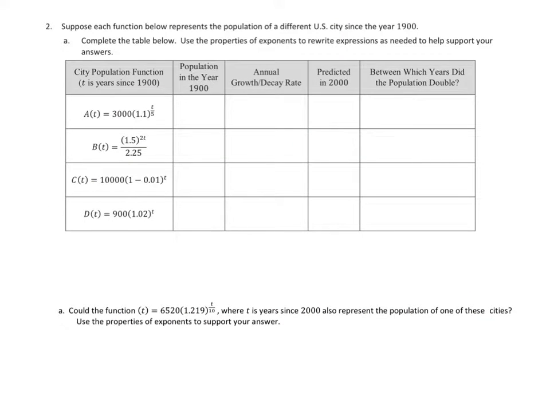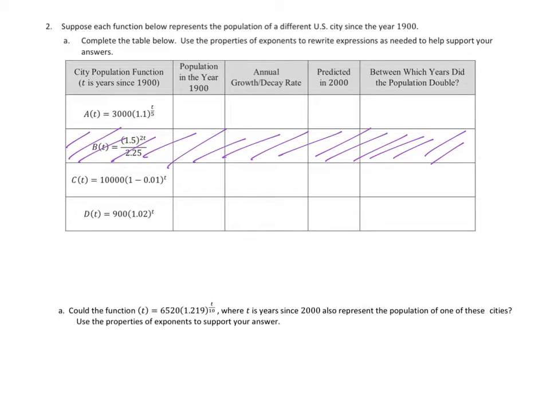The next section says, suppose each of the functions below represent the population of a different U.S. city since 1900. Complete the table below. Use the properties of exponents to rewrite the expressions as needed to help support your answers. First off, cross off function B. We're not going to do function B. So just put a cross through that.